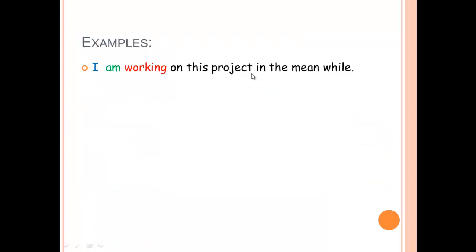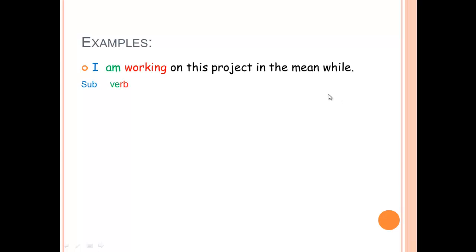Okay, I'm working on this project in the meanwhile. I is the subject, of course. Let's analyze the sentence. I is the subject, I'm working is the verb. It's formed from two words, verb to be in present and the verb work with ing. On this project is the object. In the meanwhile is the expression that shows when the action is happening, which is right now, while at the same time we're talking.